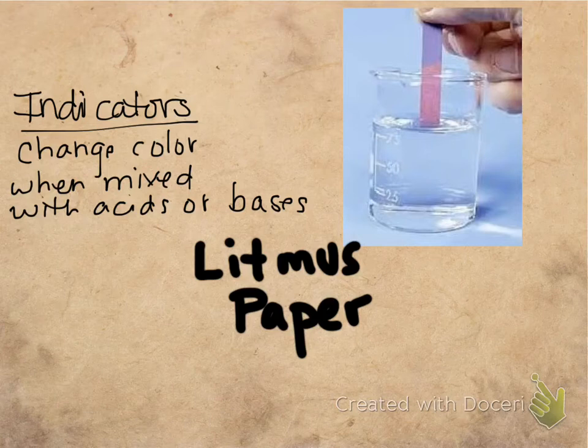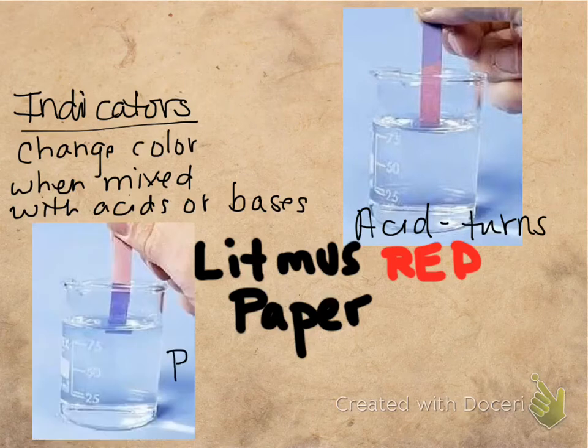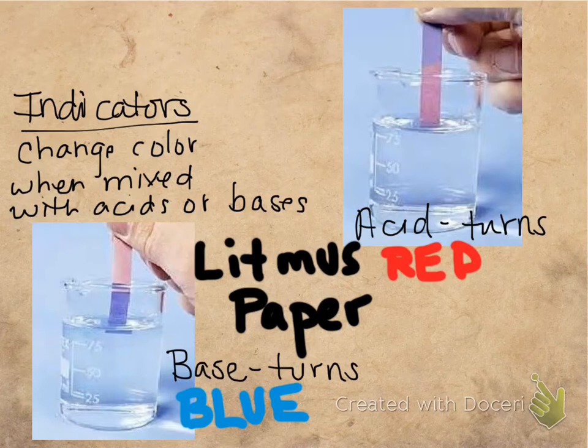And so up here we have a little strip of paper that's being dipped in a liquid, and you can see that the paper that's coming out of the liquid is red. Because it's red, we know that this liquid is an acid, because litmus paper turns red when it's in the presence of an acid. And down here we have a piece of litmus paper that's turned blue in this liquid, and we know it must be a base because litmus paper turns blue in the presence of a base. So that's one way to tell if it's an acid or a base, using these things called indicators.